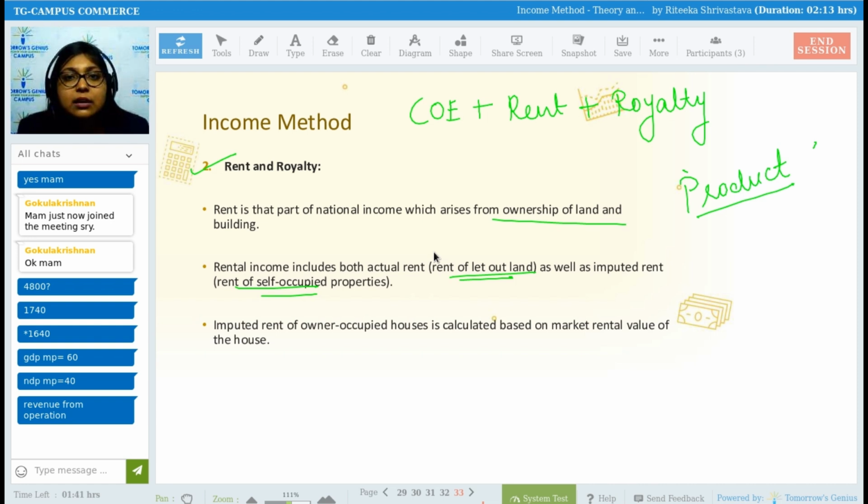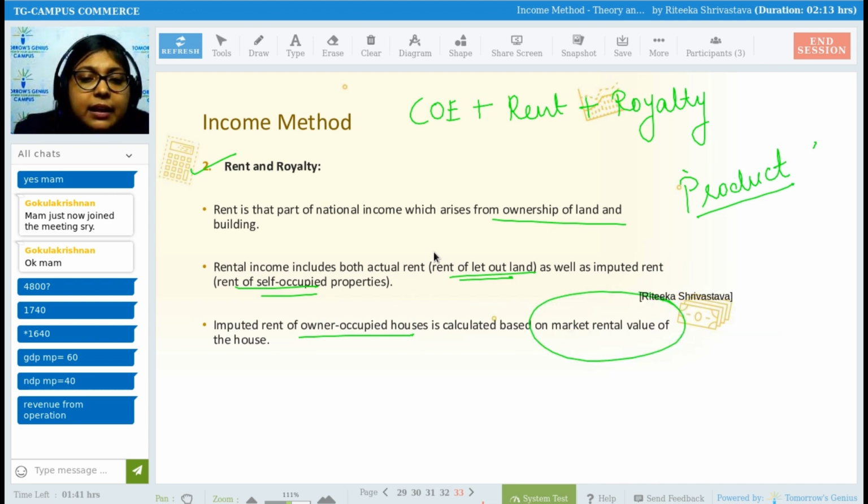That means we will ask the owner that if he wants to give the house on rent, then how much will he charge? So say suppose he says 5,000 rupees. So in that case, that 5,000 rupees becomes your imputed value. I have very well in detail explained in the last class what is imputed value. So if you all have to go through that once more, and if still you feel that you have not understood, let me know, I'll explain it once more. So imputed rent of owner occupied houses is calculated based on market value of the house.